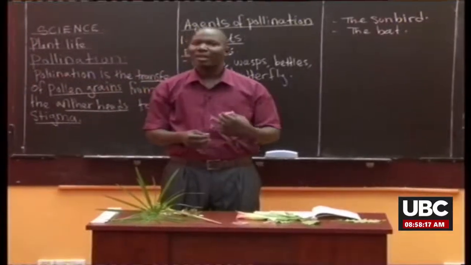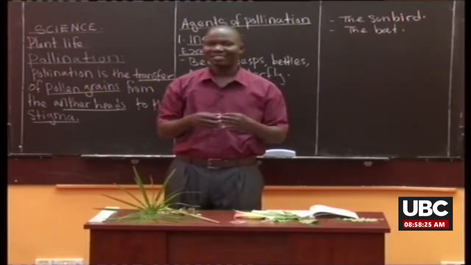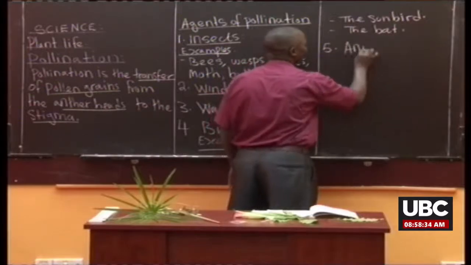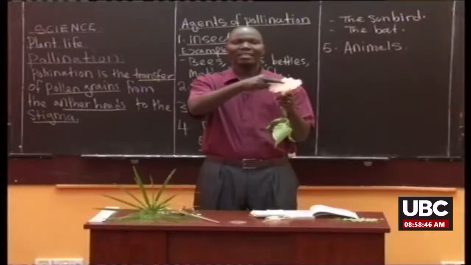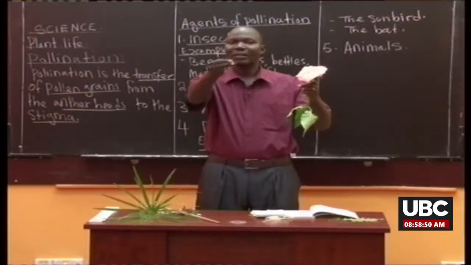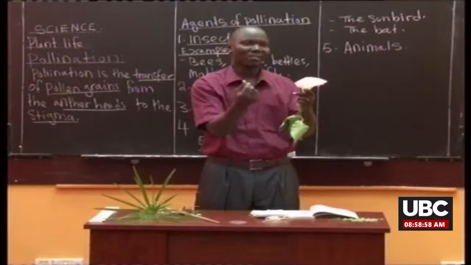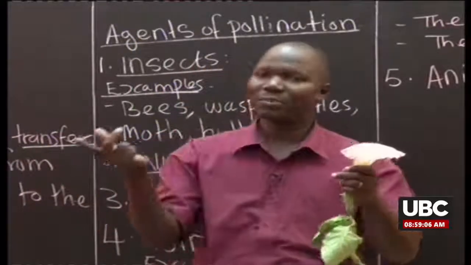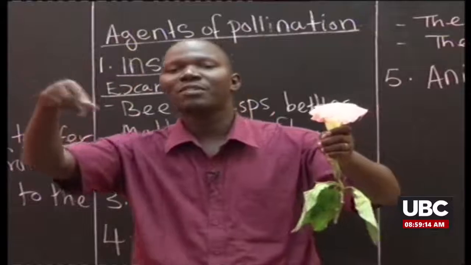And then lastly, children, among the agents of pollination, we have animals. We include animals as our last agent of pollination. As you move around, you could get a flower and admire it, touching it, and as you move, pollen sticks to your hand. You touch another plant, pollen will have moved. Remember, pollen is very, very light and very small. Sometimes you can't even see it with your eyes. As a cow or a goat is moving around, as many different animals are moving, they help to transfer pollen from one plant to another.